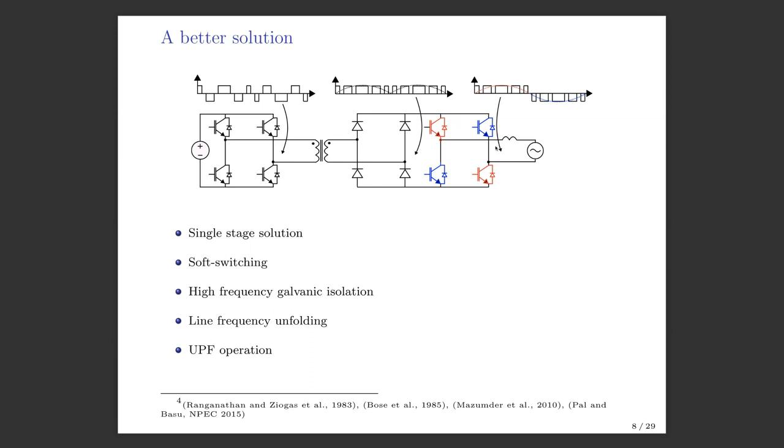Now this idea is not new. This is known for a very long time. I think the first paper that can be traced is Professor Ranganathan's. I think he did his PhD work with Professor Ziogas from 1983. We can see this paper where they had this idea that with an H bridge from a DC, they will make high frequency AC, then pass it through a transformer and a tank circuit.